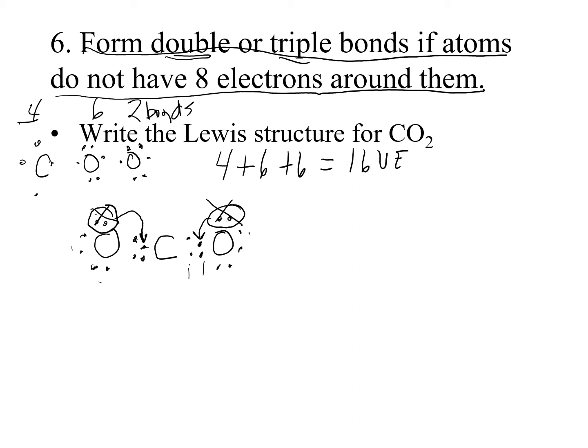And what I've done is I've created 2 double bonds. So I need to show that. So let me draw my pairs of electrons as double bonds between my carbon and oxygens. And then I'm going to show the non-bonding electrons on the oxygen atoms. So it's only when you don't have an octet around your atom that you're going to create a double or triple bond.